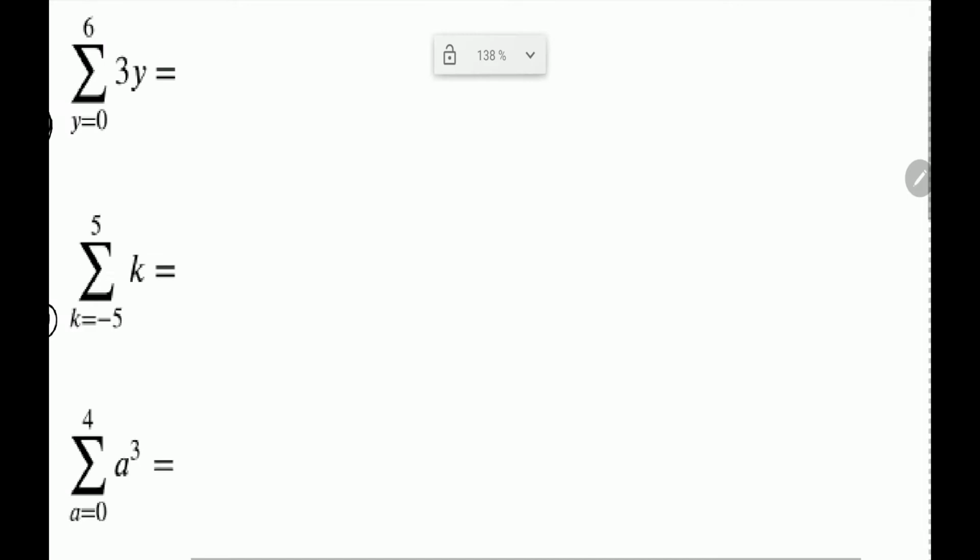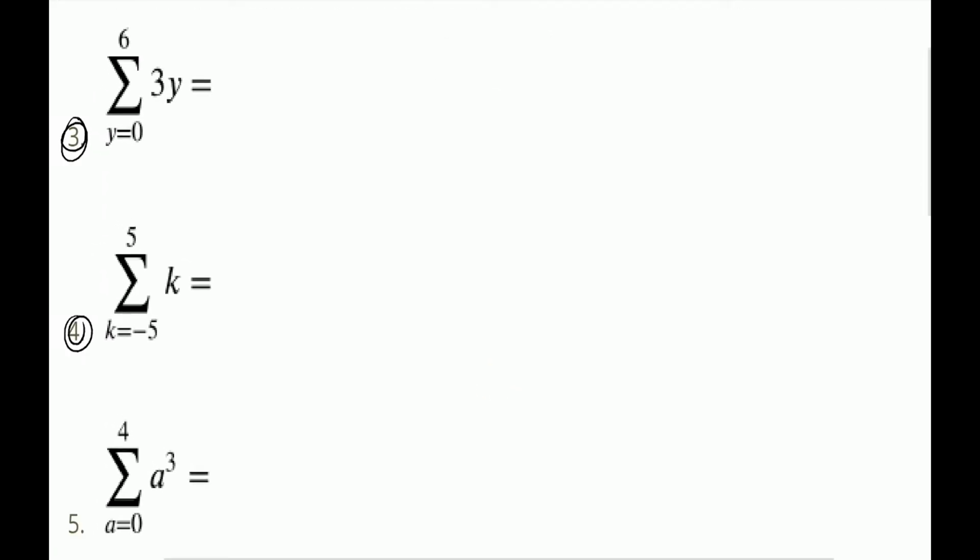So, looking at number 3. We are taking this 3y. Okay, so we're taking this expression, and we're replacing y with the numbers from 0 to 6. So we're going to write 3y. We're going to replace y with 1. We're going to replace y with 2. We're going to replace y with 3. We're going to replace y with 4. We're going to replace y with 5. And then lastly, we're going to replace y with 6.